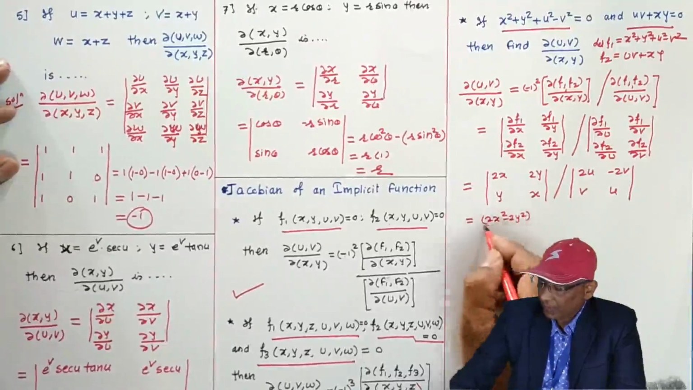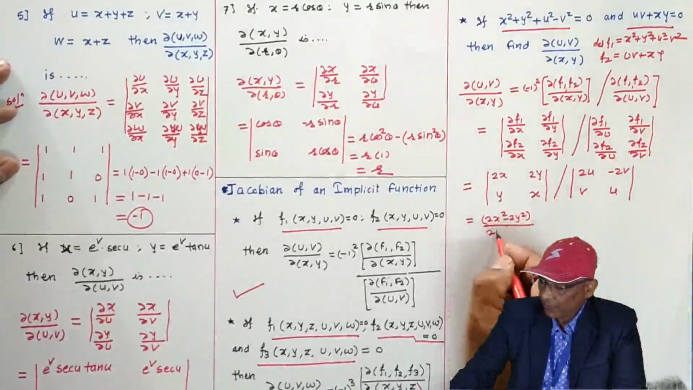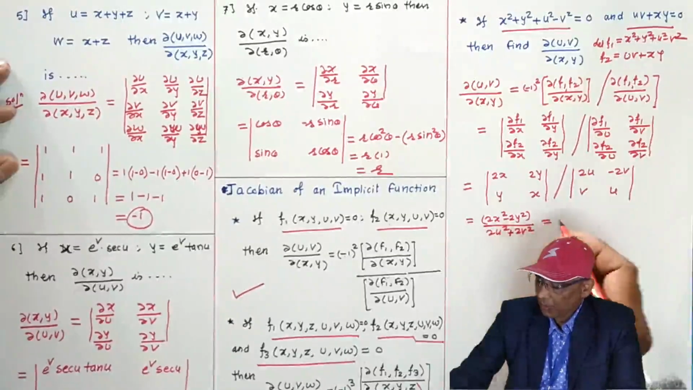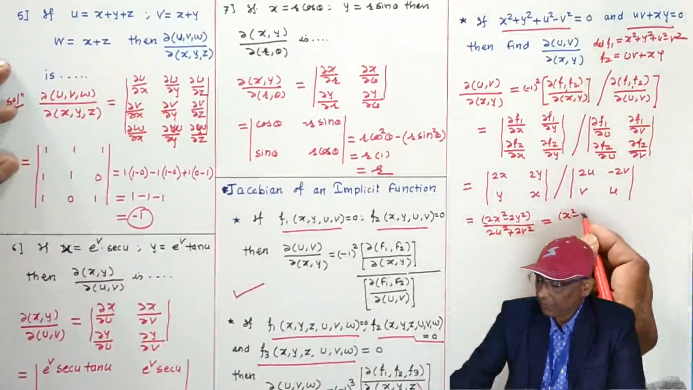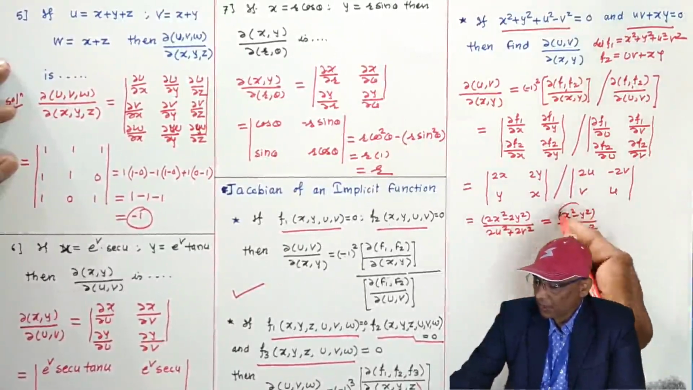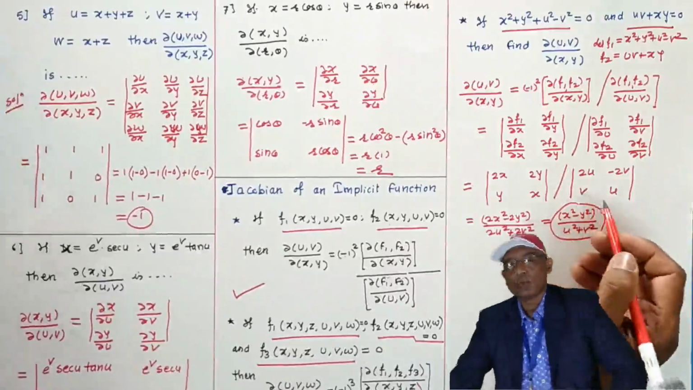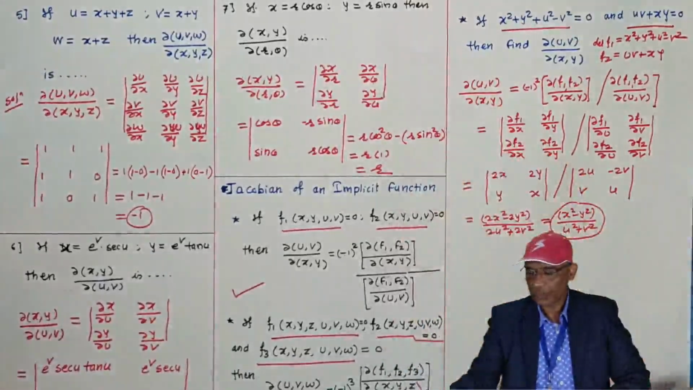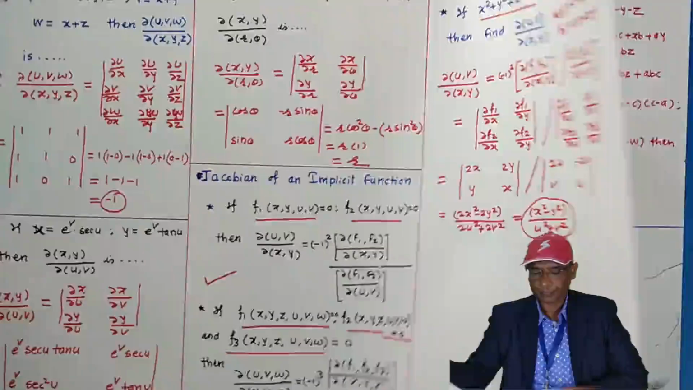This divided by 2u square plus 2v square. 2 is common, it will get cancelled, and u square plus v square. This is the Jacobian of u and v with respect to x and y.